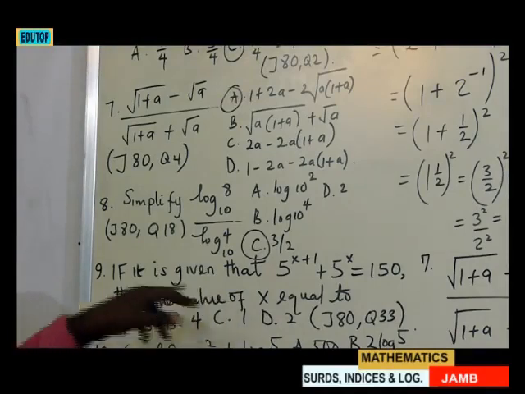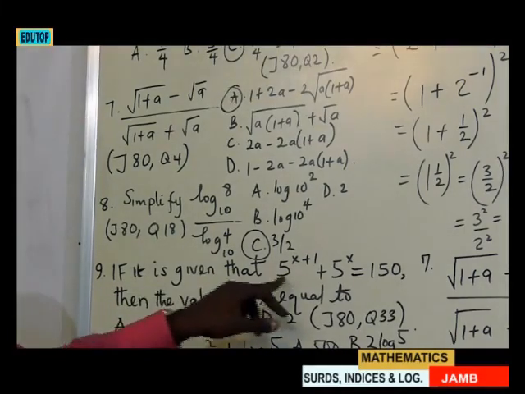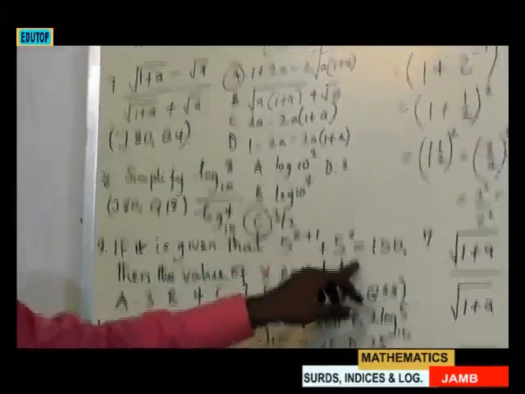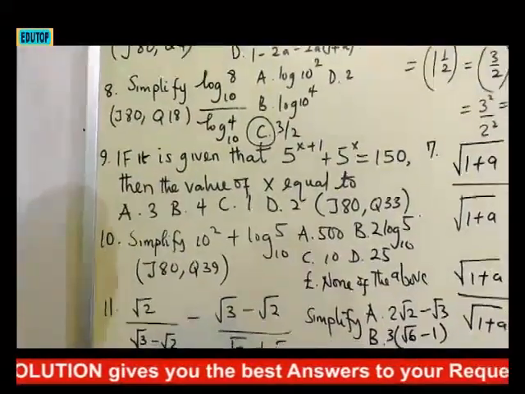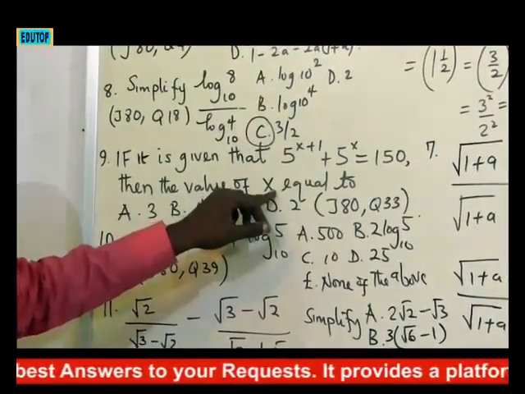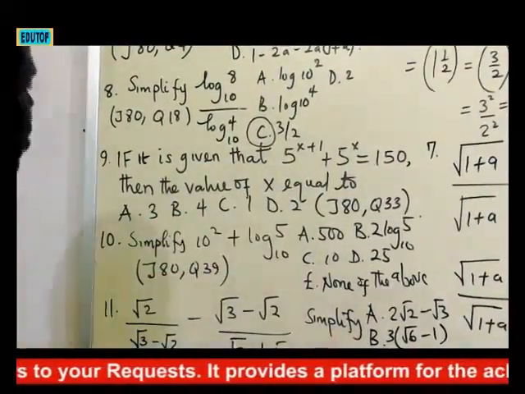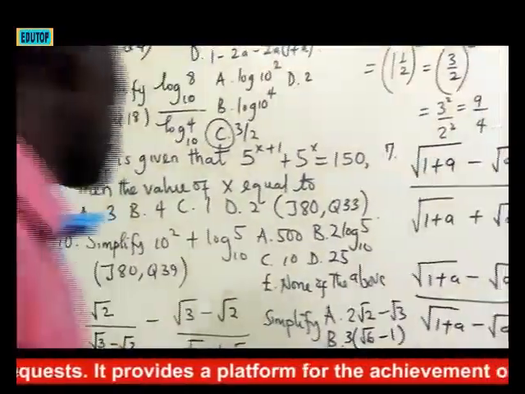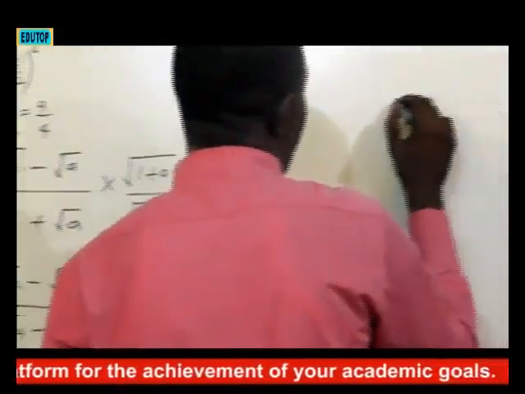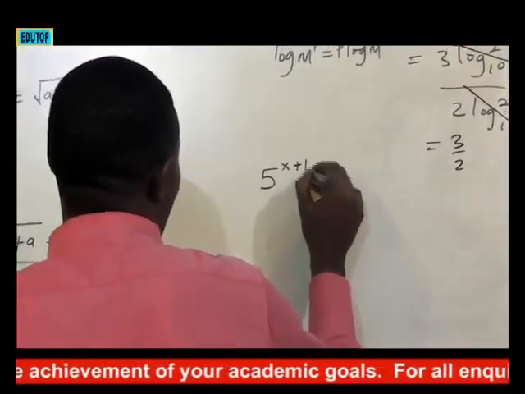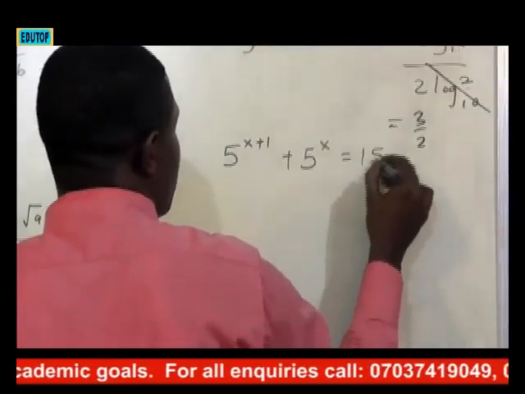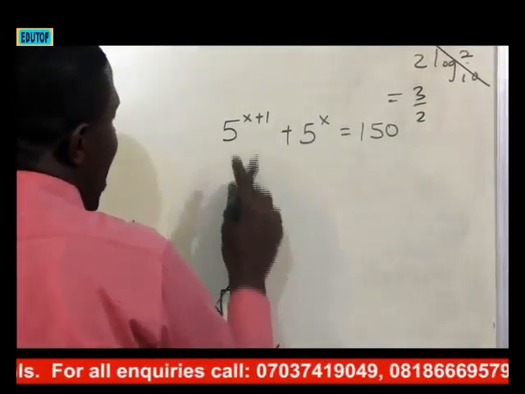Then the next question says that if it is given that 5 raised to power x plus 1 plus 5 raised to power x equals to 150. The question has said then the value of x equal to, so the question asks us to find the value of x when we have this case. So in this situation we are having 5 raised to power x plus 1 plus 5 raised to power x equals to 150. Then I can simplify this.